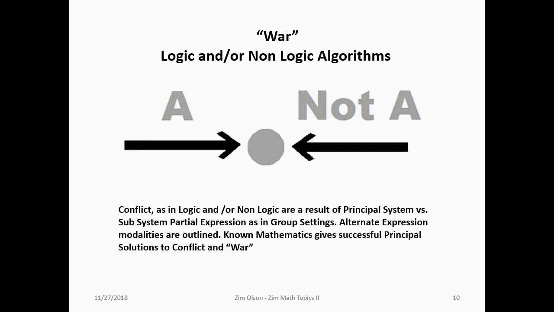There's no outcome of any kind predestined from this, but it does outline some paradigms or parameters of war that people have not been aware of. Conflict, as in logic and or non-logic, are a result of principal systems versus subsystem partial expression, as in group settings. Alternate expression modalities are outlined. Norm mathematics gives successful principal solutions to conflict and war. Principal solution is as opposed to a partial system solution.